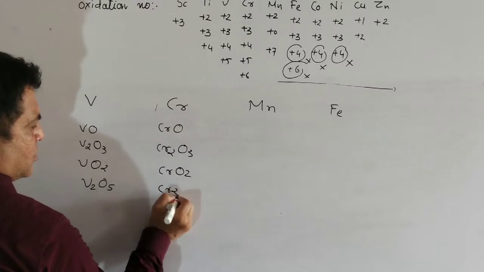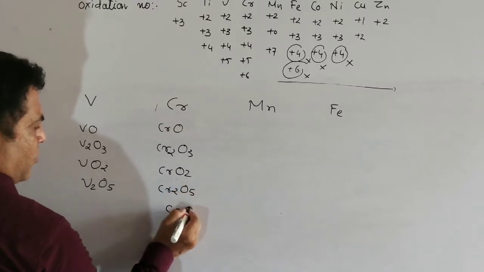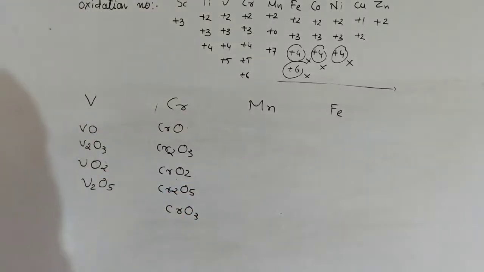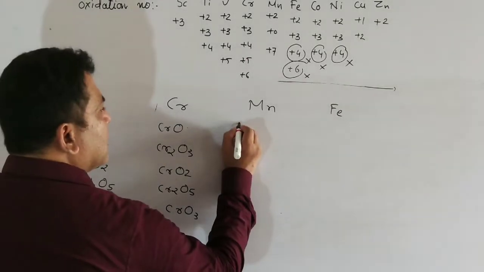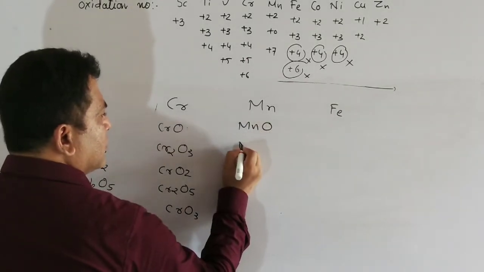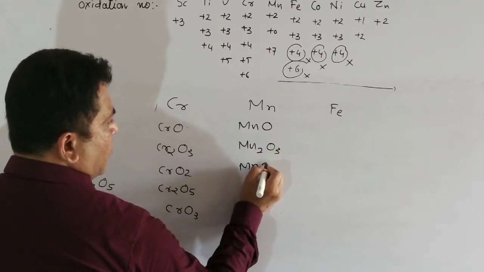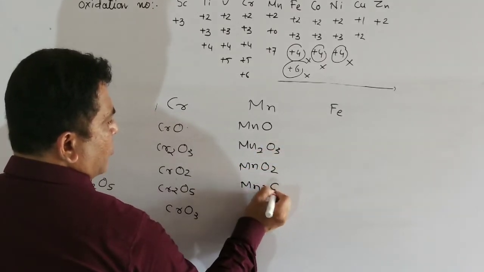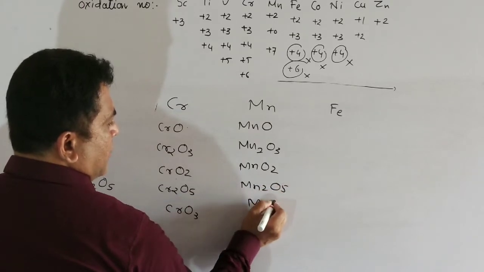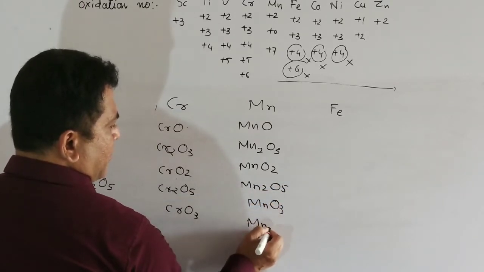Chromium oxides are CrO, Cr2O3, CrO2, Cr2O5, CrO3. These are the chromium oxides. Manganese oxides are MnO, Mn2O3, MnO2, Mn2O5, MnO3, Mn2O7.